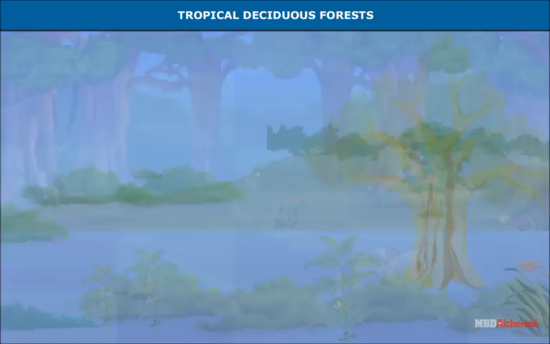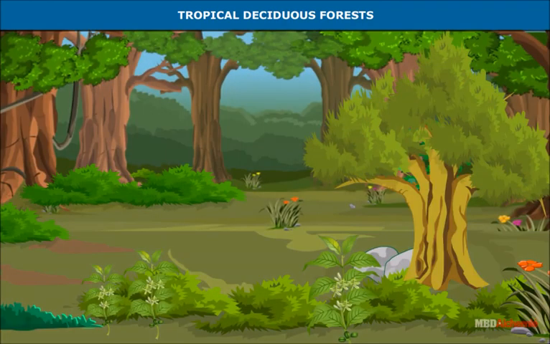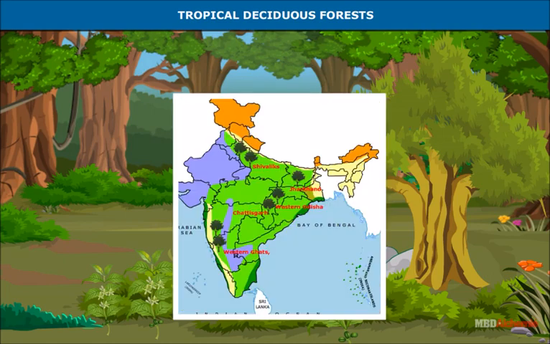Tropical deciduous forests. These forests have trees which shed their leaves during a particular season. In order to conserve their moisture, the trees shed their leaves in the dry season. Fresh leaves begin to grow with the onset of rainy season. These forests are therefore also called monsoon forests. The trees are divided into two types, dry and moist deciduous.